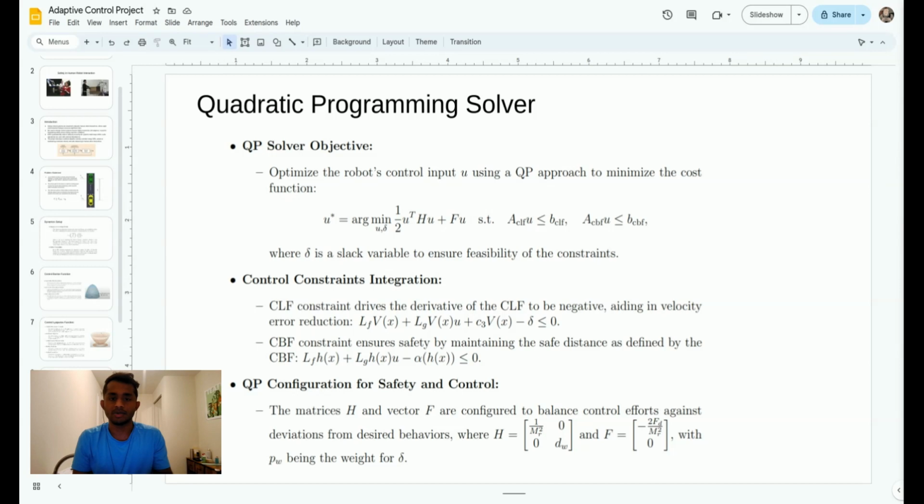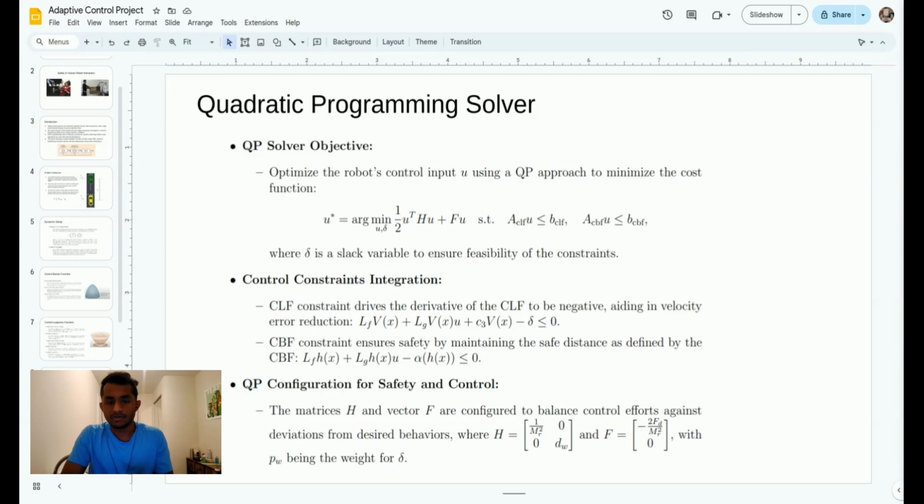The hard constraint needs to be maintained over all time, and soft constraints need to be maintained as time tends to infinity. The control Lyapunov function drives its derivative to be negative, aiding in velocity error reduction, whereas the control barrier function ensures safety by maintaining a safe distance derived by the function. We define the matrices F and H in a manner such that we could balance the control efforts against deviations from desired behavior. In this case, the desired behavior is maintaining a safe distance S and also trying to get to a specific velocity.